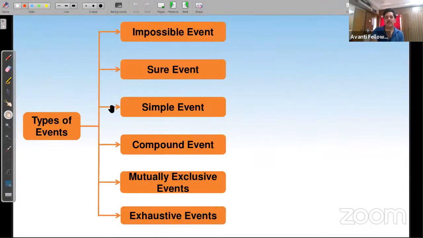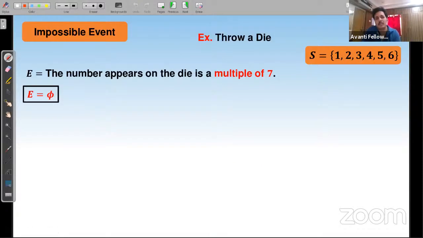Okay, so it is 2 power n. Please remember that. Now, types of events; this is a small thing. The very important ones are mutually exclusive and exhaustive events. These two are very important, and the rest of these things are very easy. What is an impossible event? Look here. If I throw a die and my event is that the number appearing on the die is a multiple of 7, do we get such a number? You can never get a multiple of 7 from a die. So it is impossible, and this kind of event is called an impossible event.